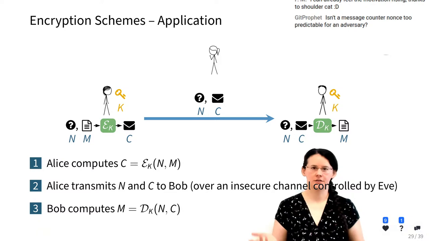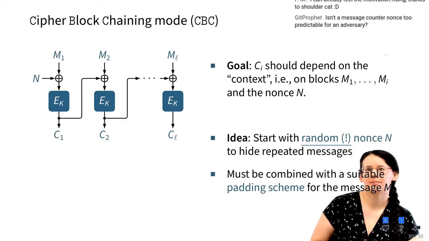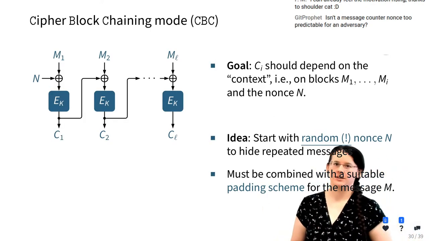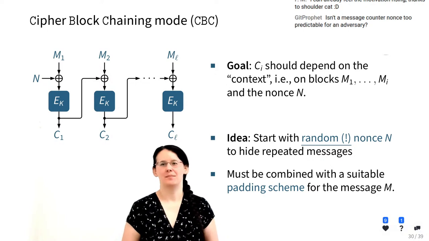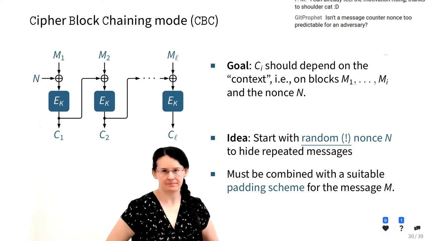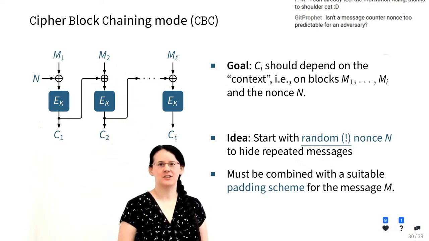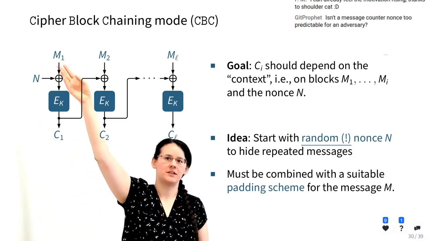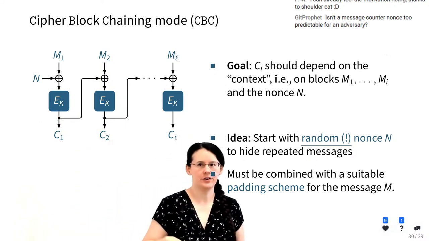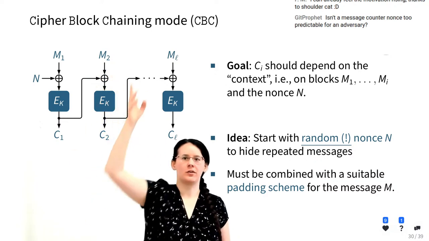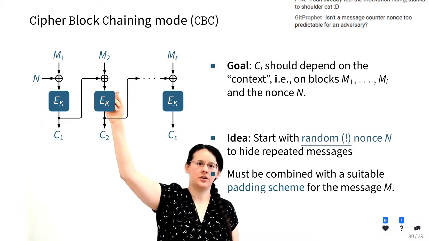So let's have a look at one construction mechanism, how to build such a scheme. And it will actually look a tiny bit similar to what we saw last week. So this mode of operation is called the cipher block chaining mode, or in short, CBC. So it doesn't have anything to do with blockchains, by the way. It's simply chaining of blocks. So how does it work? It again takes the message and chops it into blocks that are as large as the input of the block cipher we are using. However, instead of just translating every message block by itself, we now XOR a value that depends on the current context.